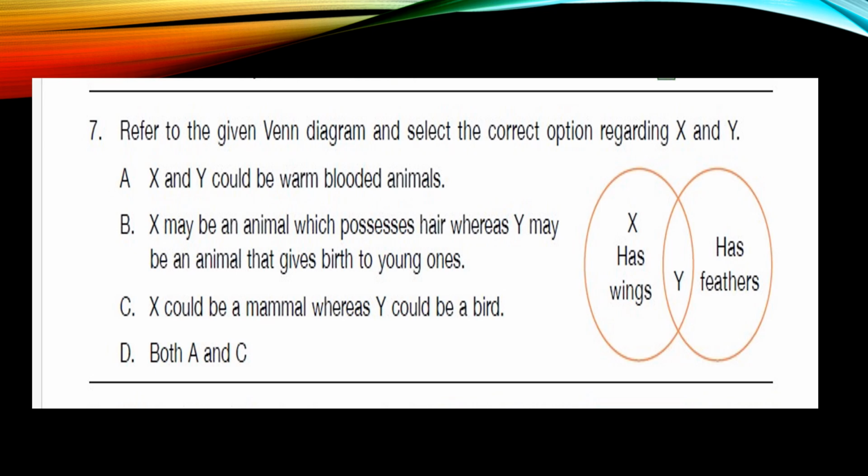Option C is correct. Option B is incorrect because Y is a bird and birds lay eggs only. And X and Y could be warm-blooded animals is correct. In option C, X could be a mammal because it can be a bat. So our answer is option D, both A and C.